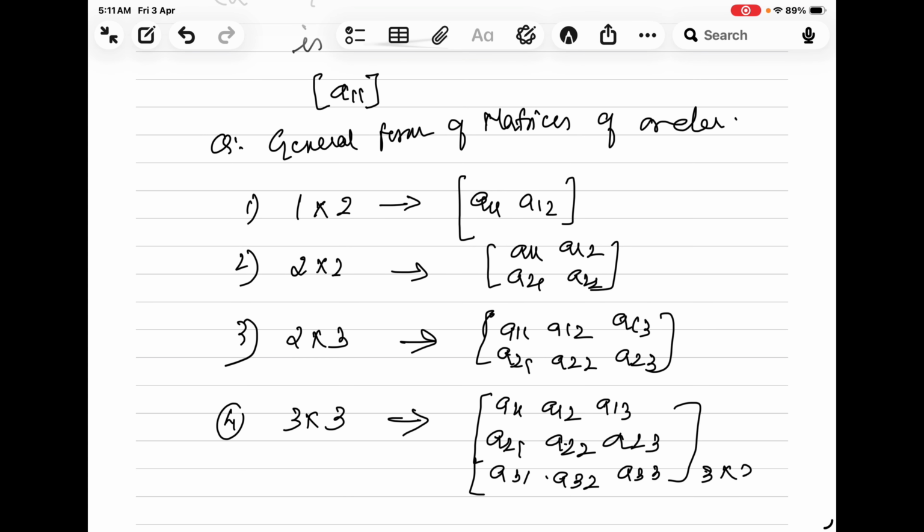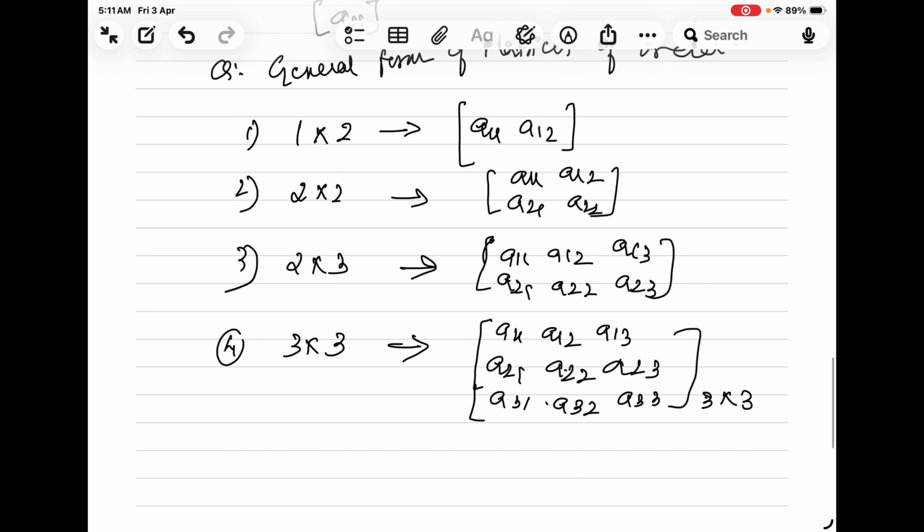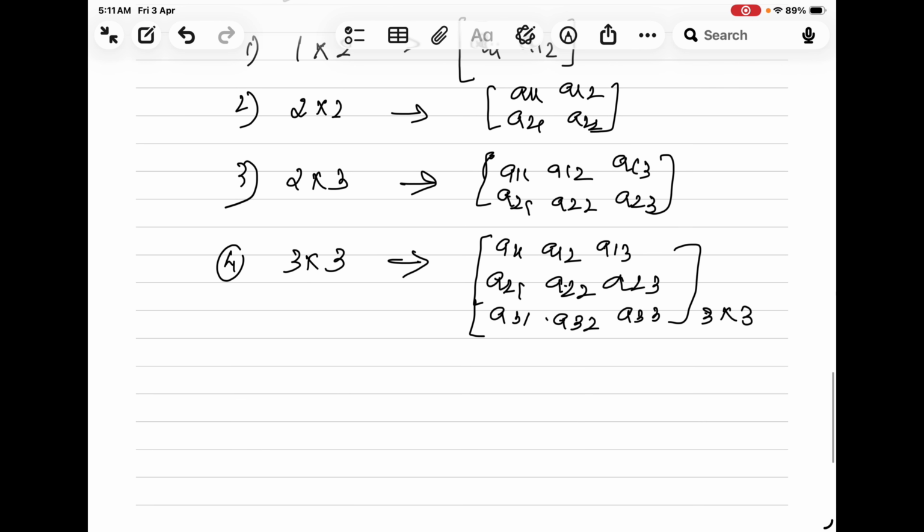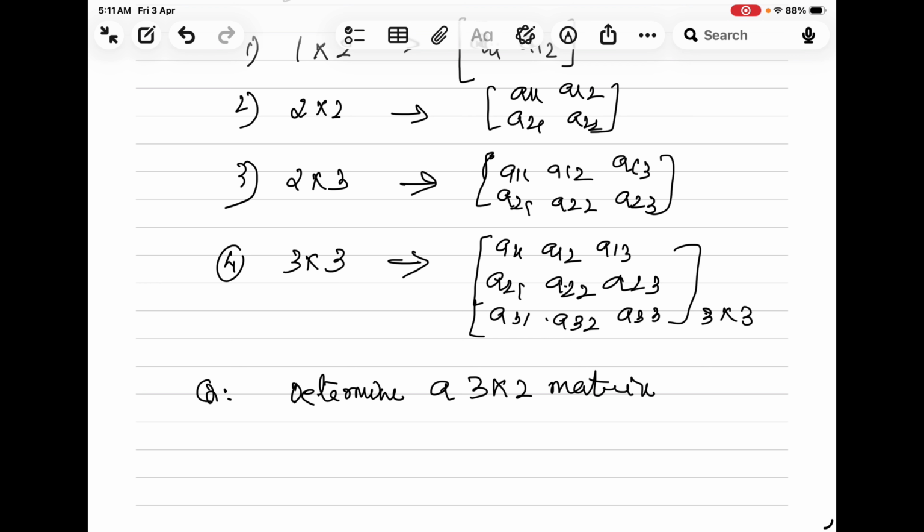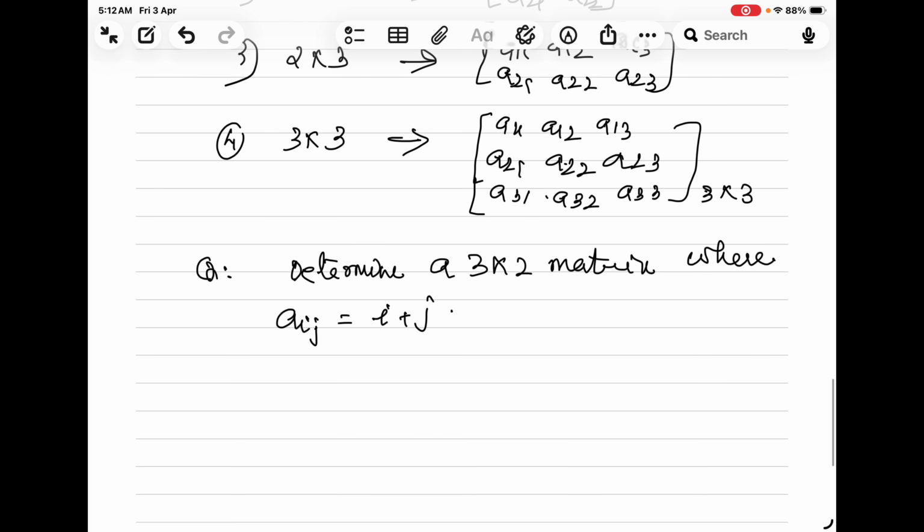This is a 3 by 3 matrix. So we can write all these matrices with the general elements. When we get the Aij element, then we can form the matrix. The question is, determine a 3 by 2 matrix where Aij equals i plus j. That is the answer.